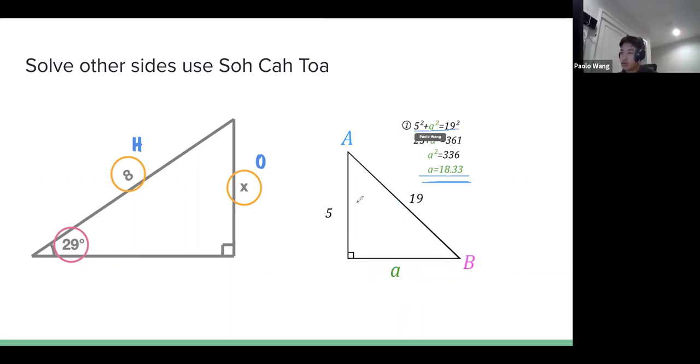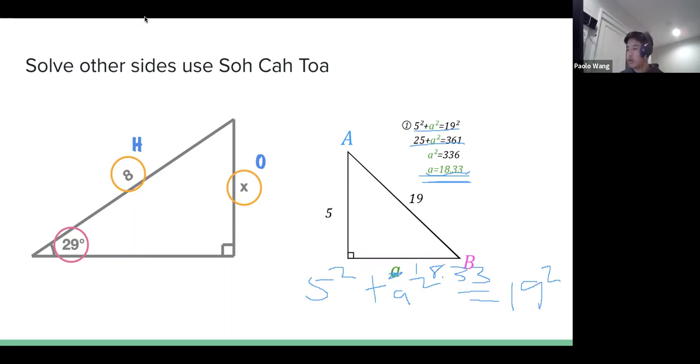You do this since you know the Pythagorean theorem. 5 squared plus a squared is equal to the hypotenuse, which is 19 squared. So you get 25 plus a squared equals 361. Then, using the calculator, you can find that a is equal to 18.33. So now that you know that a is equal to 18.33, you can find the, that's it.